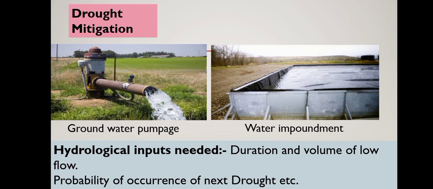And the next important use of hydrology is in drought mitigation. Drought occur when there is a shortage of water, and some of the ways to reduce severity of drought are construction of water impoundments, groundwater pumpage, interbasin transfer, and water conservation. These are some of the ways through which we can overcome the problem of drought. And to design these projects, hydrological inputs such as duration and volume of low flow in that area and probability of occurrence of next drought. This type of hydrological data are needed to design the projects for controlling drought.